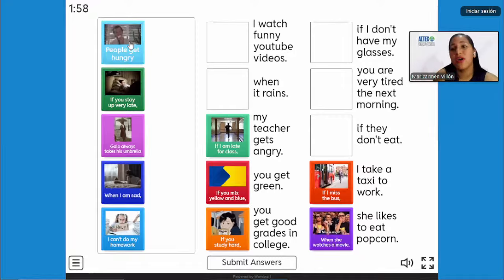Remember, both are in present simple. Tanto la condición como el resultado son presentes simple cuando estamos en cero condicional. Si tal cosa, siempre es algo que se da porque es un hecho. ¿Qué dicen? Estamos en people get hungry. Let me circle this one. People get hungry.